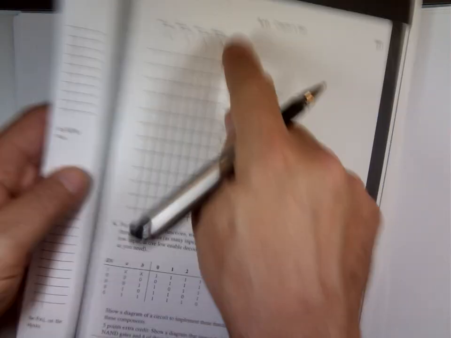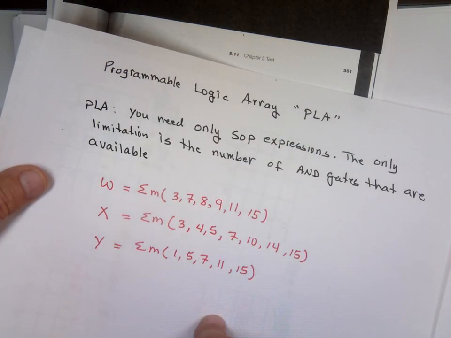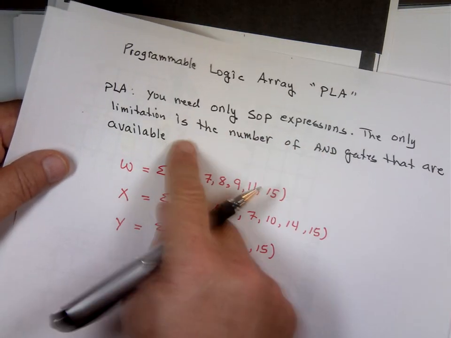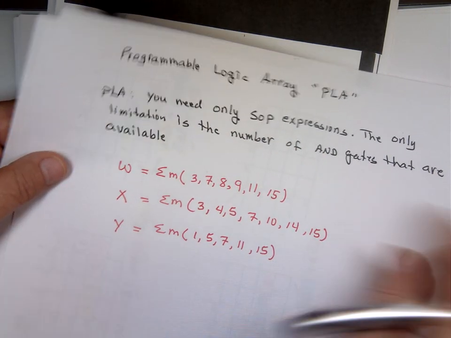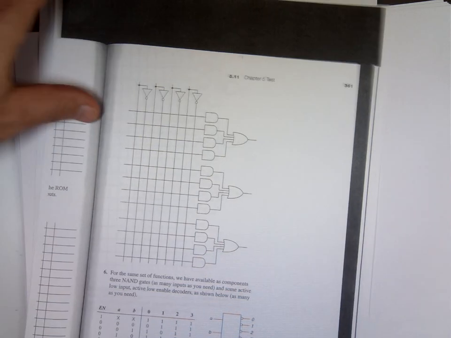Now with this, you can't share a gate. The PLA versus PAL: with the PLA, you're looking to share a gate because you are limited by the number of AND gates on the chip. You can't share a gate on the other one. This one you can't share a gate.